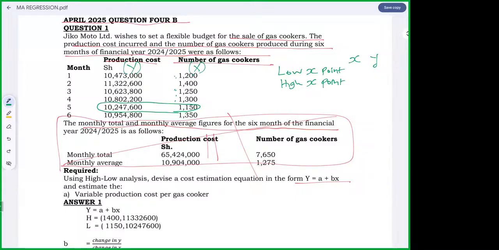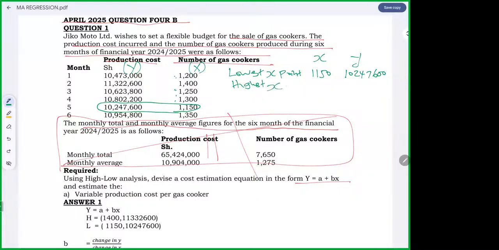All right? So, ladies and gentlemen, in this particular case, please listen to me very well. When we are looking for the lowest point, we are talking of the lowest X value point. If you're following very well, we have X here and Y here. So we pick this lowest as a point. So this is 1150, and this other one here is 10,247,600.